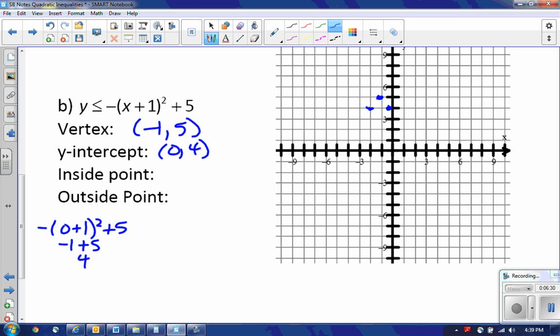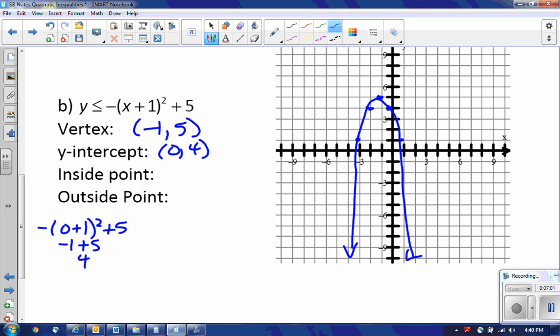If you want to be more solid with your parabola, you can find other points by just plugging in values. I could plug in 1, and if I do that, I'm going to get -4 plus 5, and I'm going to get 1. That's going to give me another point here and a crossover here. I can continue to do this to find more points, or just graph very carefully so that it appears to be a good solid parabola. This is less than or equal to, so I do get to use a solid line this time.